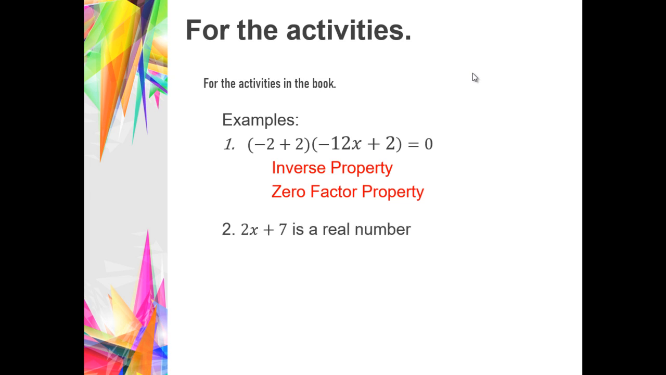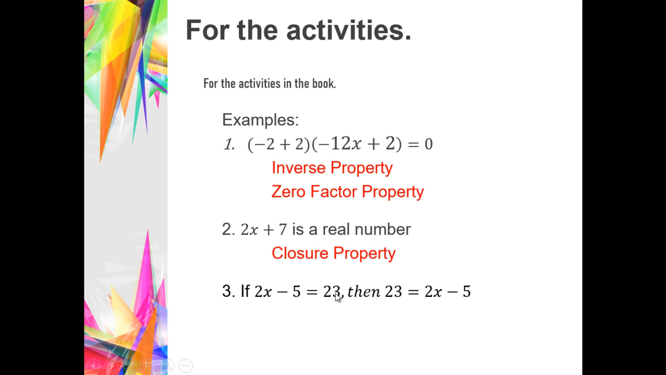Number 2: 2x plus 7 is a real number. This is very easy. This is closure property. Then, if 2x minus 5 is equal to 23, then 23 is equal to 2x minus 5. You can go back to the lesson and observe the forms of the numbers. This is symmetric property. So that's how you answer it. That is how to answer the activity in the book.